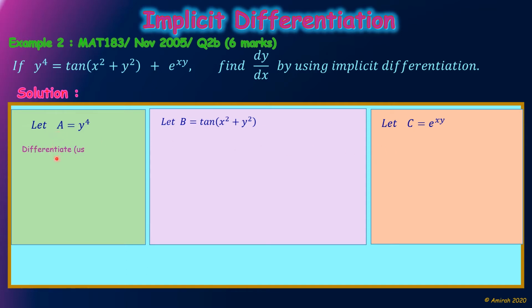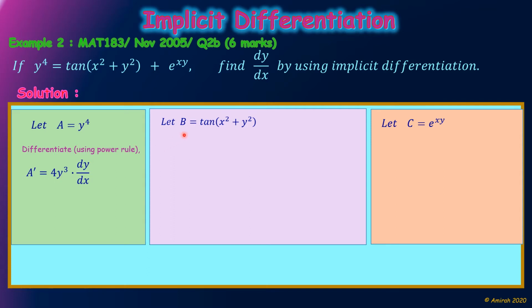Okay. First, we differentiate a. When we differentiate a, it becomes a prime. To differentiate y to the power of 4, we can use the power rule. So we can move the power to the front, so we have 4 y, and then we minus 1 from the power of 4, so we have y cubed. After that, we differentiate y, so we have dy over dx. So our a prime equals 4y cubed dy over dx.